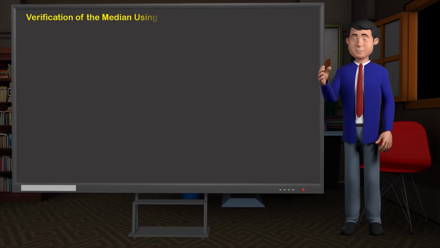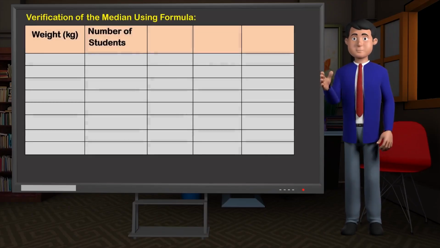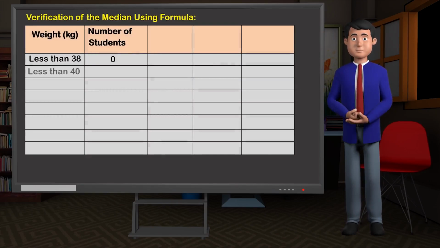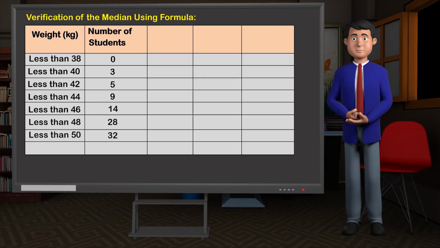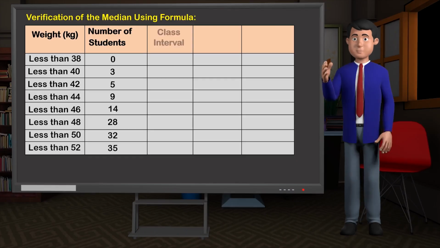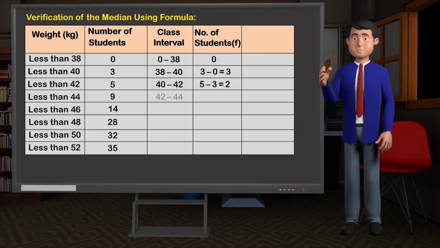Verification of the median using formula. Weight in kg, number of students. Class interval, number of students, that is f. Class interval 0 to 38, number of students 0. Class interval 38 to 40, number of students 3. Class interval 40 to 42, number of students 2. Class interval 42 to 44, number of students 4.